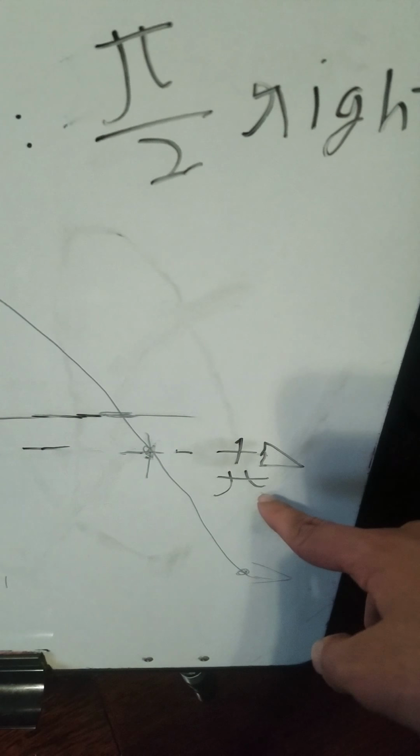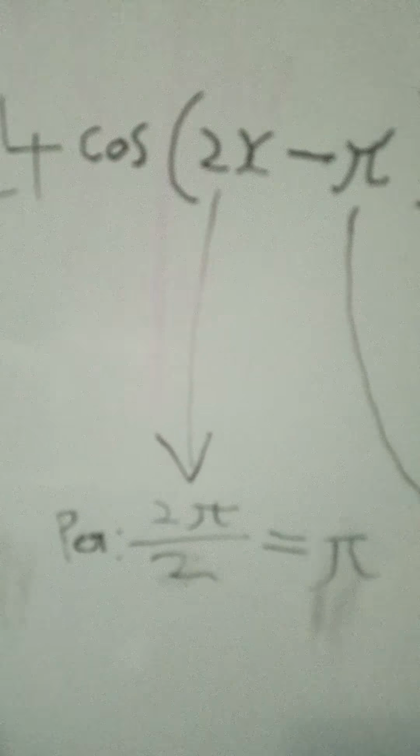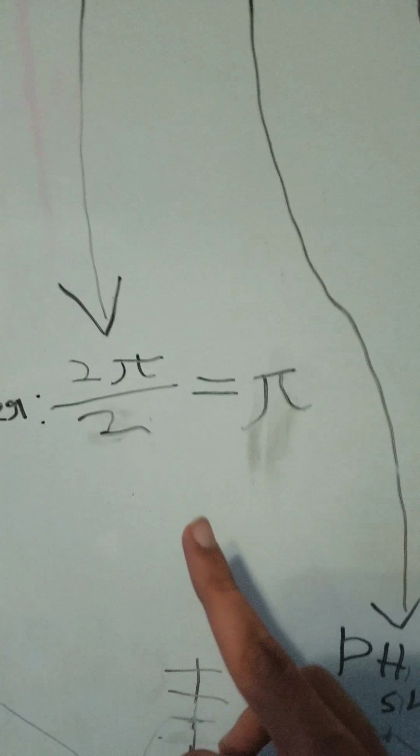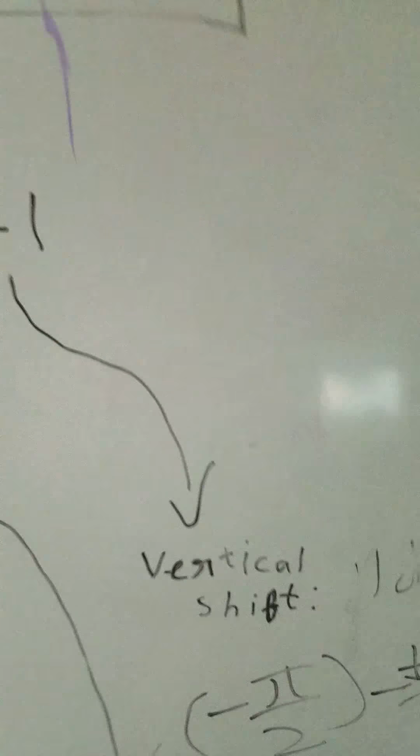I just put pi, because whatever this number is, that's where the graph ends. So it's pi and negative pi, vice versa.